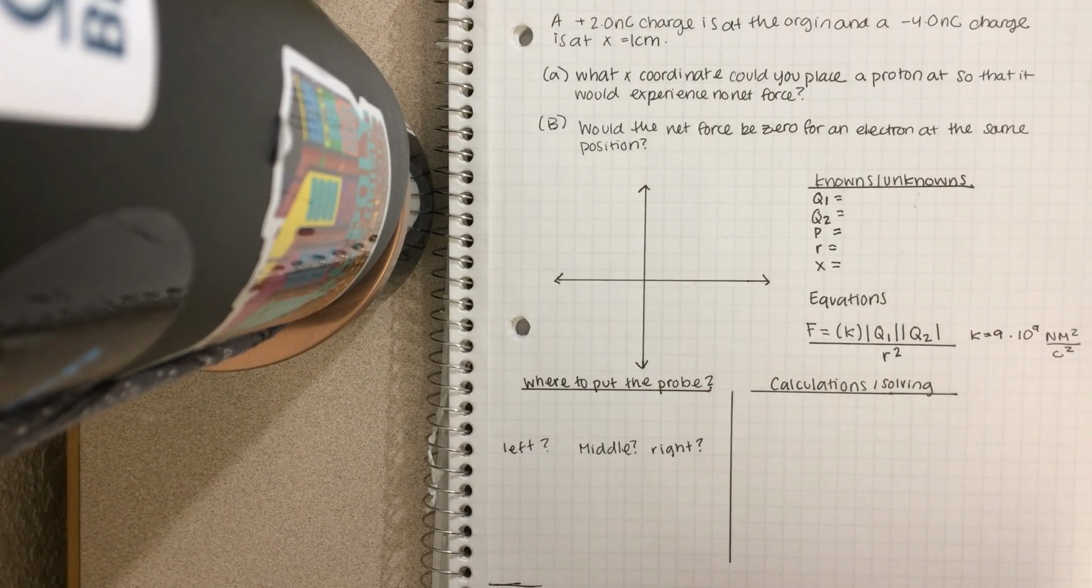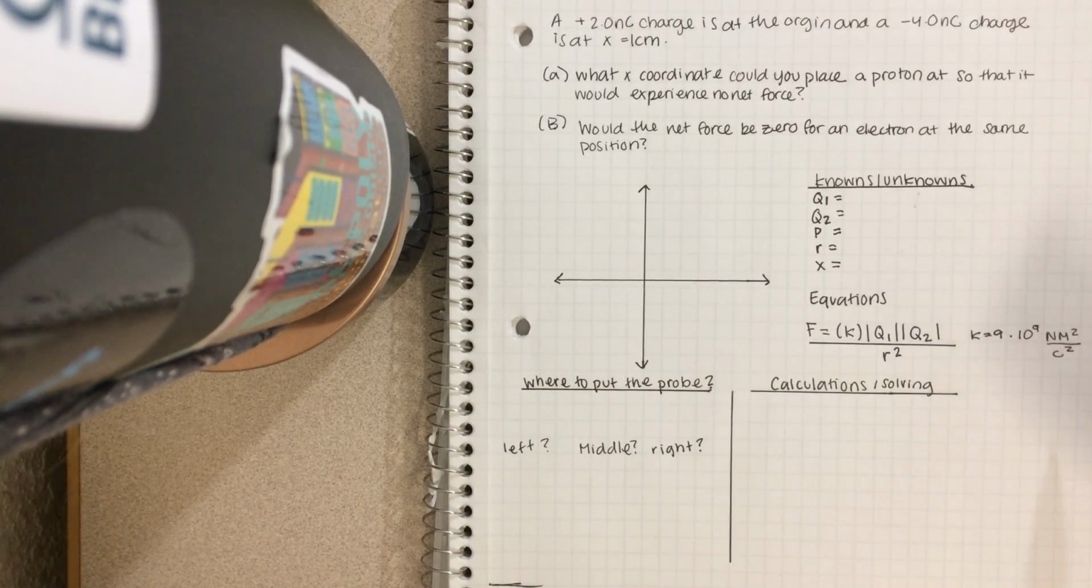The problem is a 2 nanocoulomb charge is at the origin and a negative 4 nanocoulomb charge is at x equals 1 centimeter. So the first half of the question is A, at what x coordinate could you place a proton so that it would experience no net force? And part B is, would the net force be 0 for an electron at the same position?